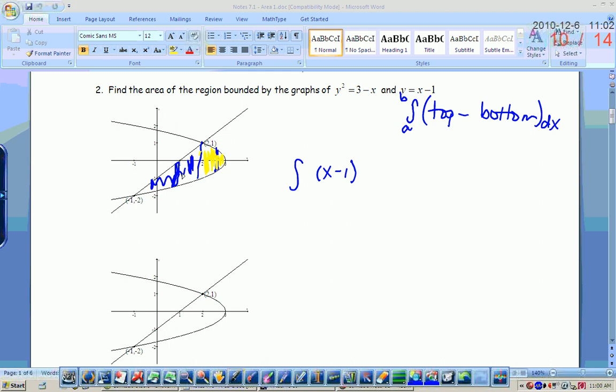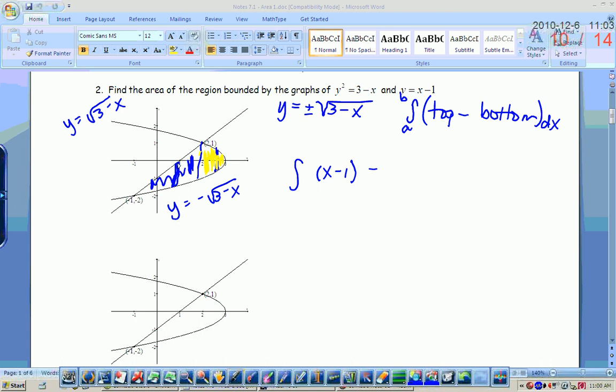Okay, so let's try the blue area right here. So the top curve is the x minus 1. What's the bottom curve? The whole parabola is y squared equals 3 minus x. But if we wanted to graph this on our calculator, we'd have to solve for y. And so we'd have to take the square root of both sides. Now, when you take the square root of both sides, what do you always have to remember? Plus or minus. So the top part of that parabola is the positive square root of 3 minus x. And the bottom part of that parabola is the negative square root of 3 minus x.